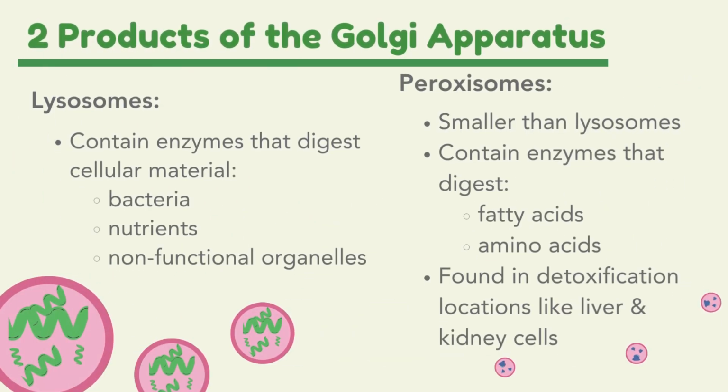Two specific products of the Golgi apparatus are organelles. The first one is called a lysosome. Lysosomes contain enzymes. These digest or break down bacteria, nutrients, and non-functional organelles found in the cell. Another Golgi apparatus product are peroxisomes. Peroxisomes are smaller spheres than lysosomes. Peroxisomes have enzymes that digest fatty acids and amino acids. They are found in locations where the function and detoxification occurs, like liver and kidney cells.